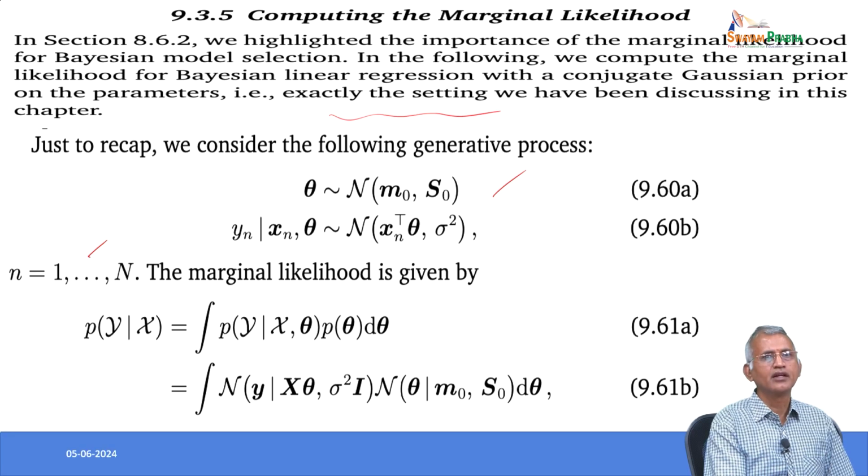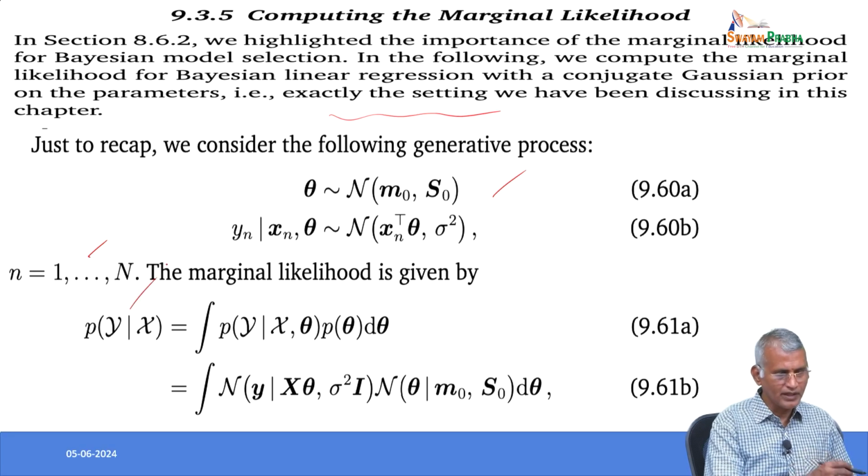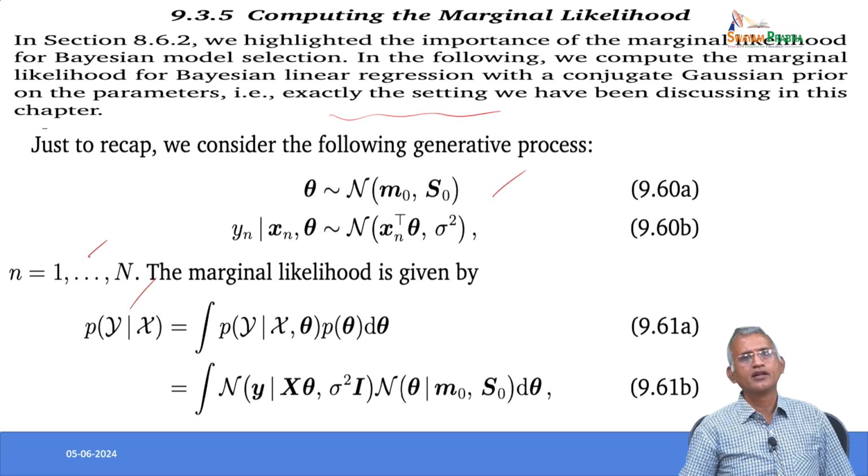Therefore, the marginal likelihood is given by p of y given X is equal to the integral of p of y given X comma theta times p of theta d theta, which is equal to the integral of N of y given X theta comma sigma square I times N of theta given m naught comma S naught d theta.